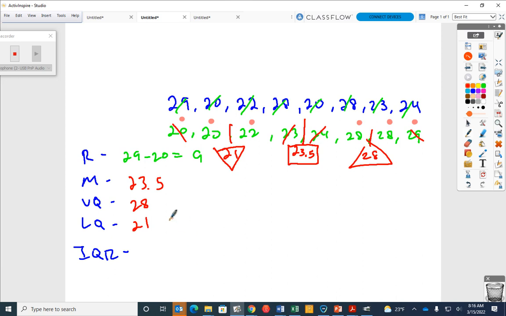Okay, and now what is my interquartile range? 28 minus 21, and what does that equal? 7. Okay?